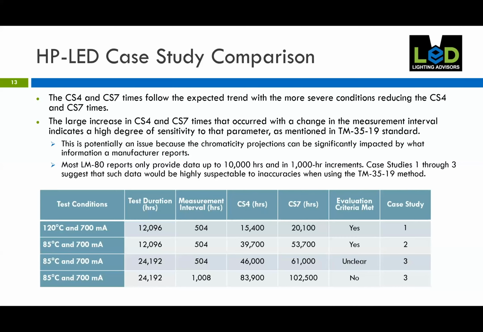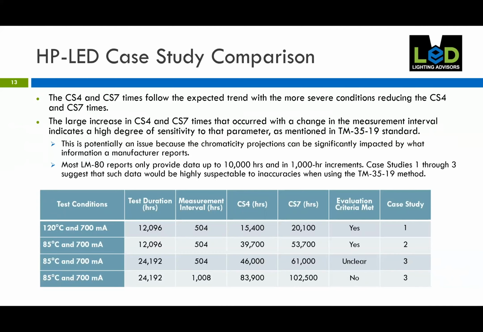So when using an extended data set to 24,000 hours, you get a higher threshold value because the model was over projecting. And then finally, when we look at the comparison of the measurement intervals, this causes a little bit more concern. When we go to the 1,000-hour interval, then we see that the CS4 and CS7 lifetimes are not conservative. And this indicates there is a very high degree of sensitivity in the model to the measurement interval parameter.